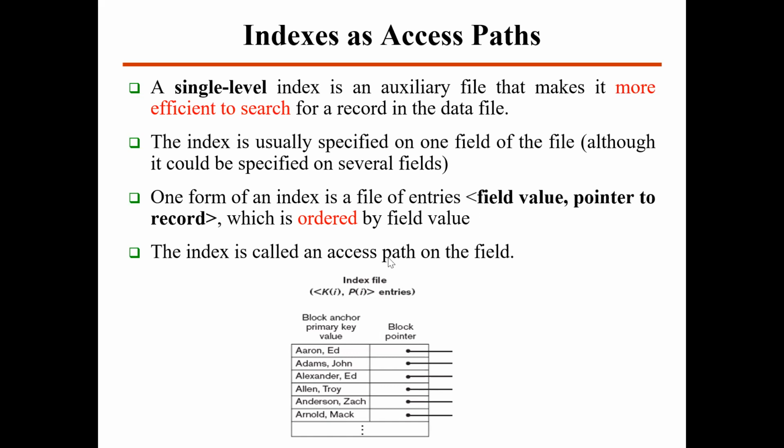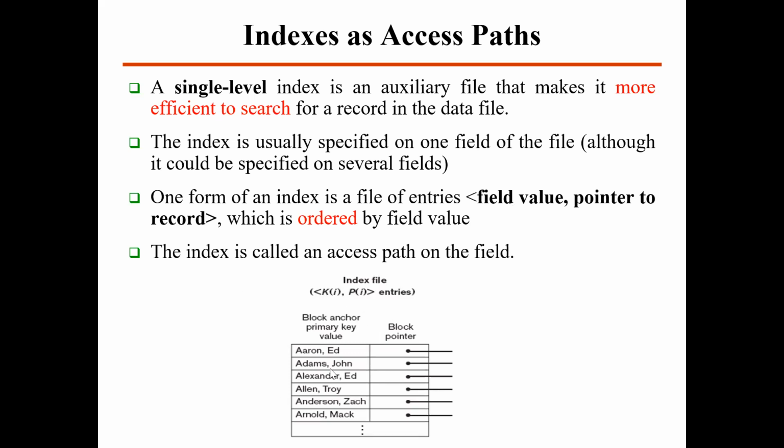Now let us see how we access it. The index is also called an access path on the field. For example, here is a figure wherein K(i) represents the field, a key value, and then a pointer to this i-th record. So the key value of the record is taken as a field value, and the pointer is going to link the field value with the data block.